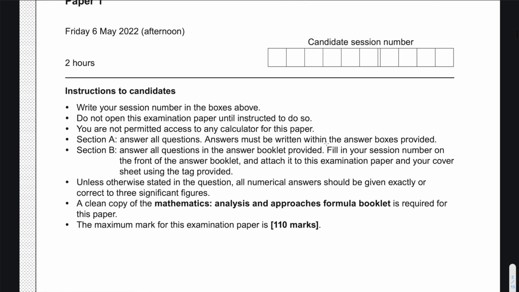Remember that on this paper you are not allowed to use a calculator, and also notice that when you need to round a number, be sure to round it to three significant figures.